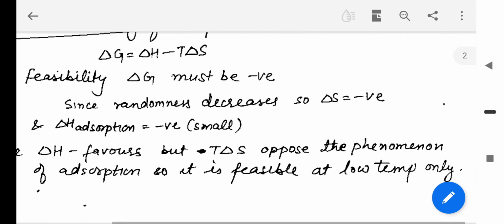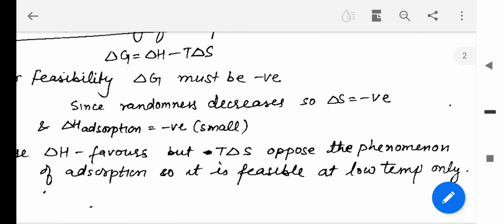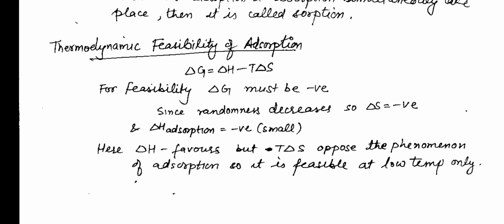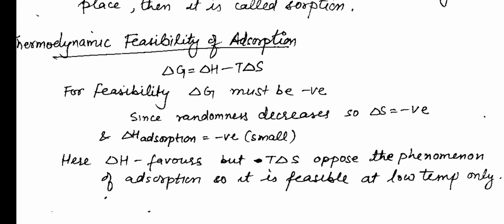And the T delta S sign is positive, because T delta S is negative times negative, and negative becomes positive. So it means to say, if the temperature is more, then the T delta S value becomes more positive, and it can decrease the spontaneity of the process. Got it? Because delta G will become less negative if the temperature is more.